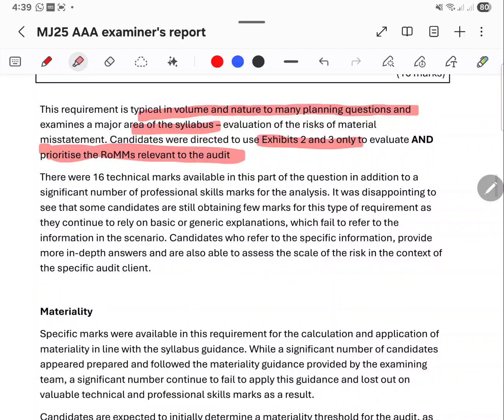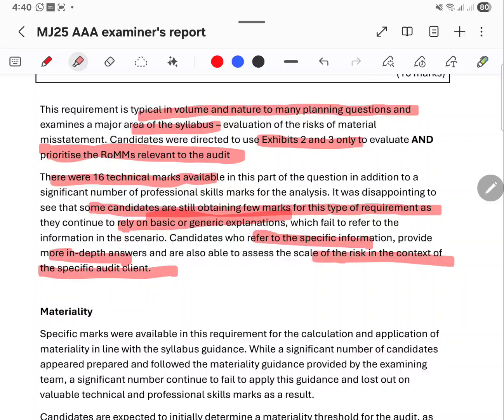So there were 16 technical marks available in this part of the question in addition to a significant number of professional skills. It was disappointing to see that candidates are still obtaining few marks for this type of requirement as they continue to rely on generic explanations. That means not connecting to the scenario. That's a sin, guys, which fail to refer to the information in the scenario. Candidates who refer to the specific information provide more in-depth answers and are also able to assess the scale of the risk in context of the specific audit client.